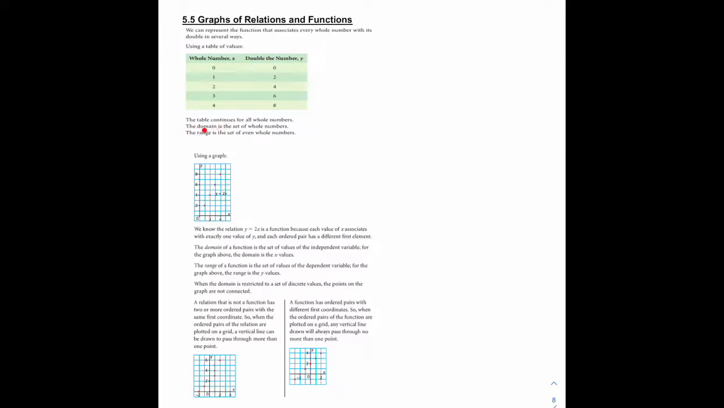The domain is the set of whole numbers, so every single whole number from 0 to infinity. And the range is the set of even whole numbers, so every even number from 0 to infinity.